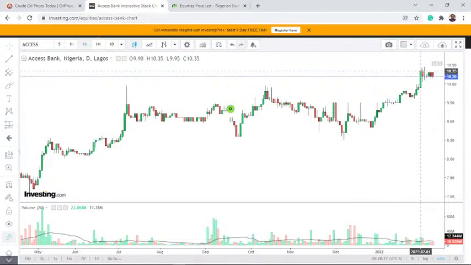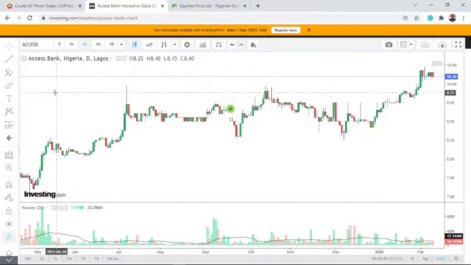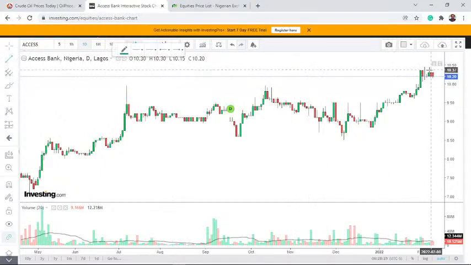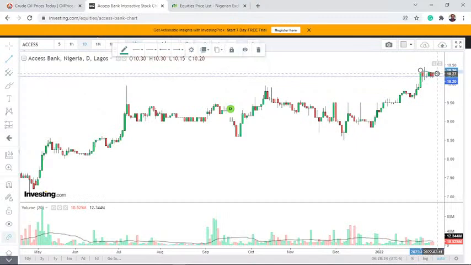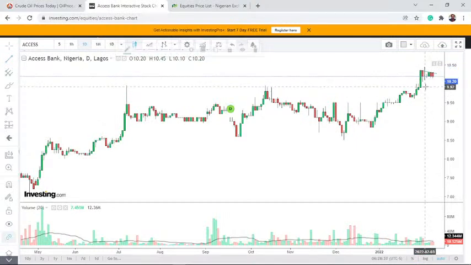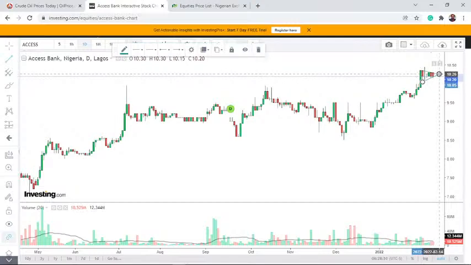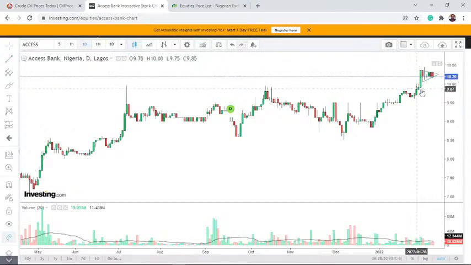You can see that for me, Access has formed what we call a flag. Flag in the sense that let me draw a simple line for you here to see what we call a flag. This flag is either a bullish flag or a bearish flag. I will tell you, for me, this is almost like a bullish flag that we are seeing in Access now. As a trader, you can see it's forming a bullish flag here. That is what the stock is forming at this point. This bullish flag is the breakout here.